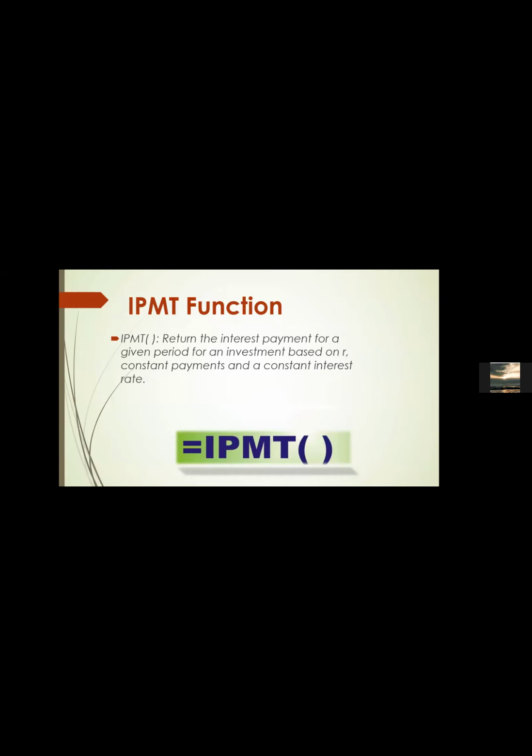IPMT function. Returns the interest payment for a given period for an investment based on constant payments and a constant interest rate. For example, you can use IPMT to get the interest amount of a payment for the first period, the last period, or any period in between. Rate is the interest rate per period. Syntax: IPMT(rate, per, NPER, PV, FV, type).